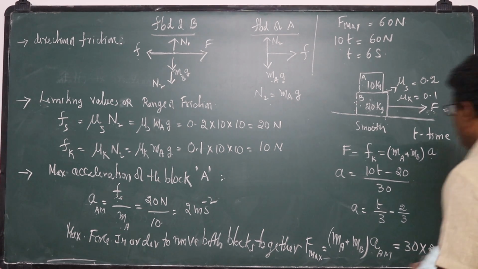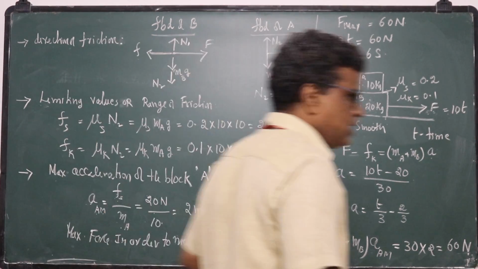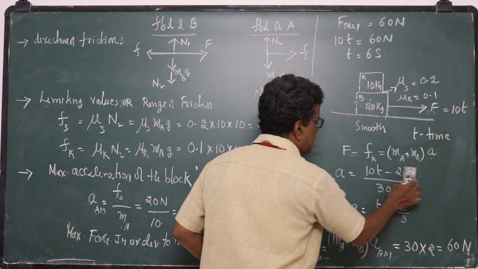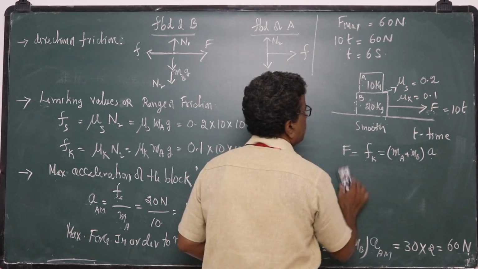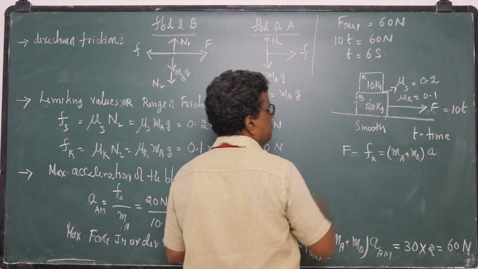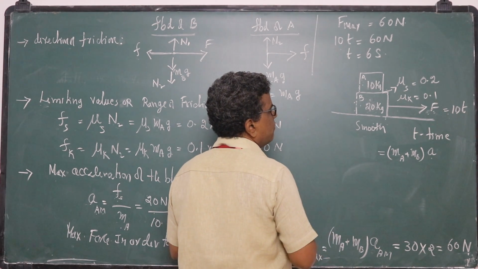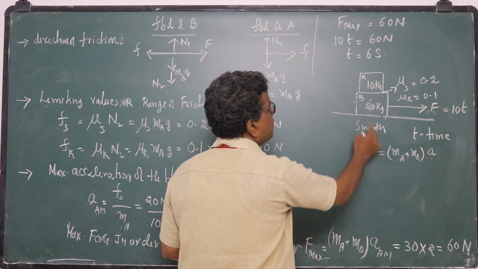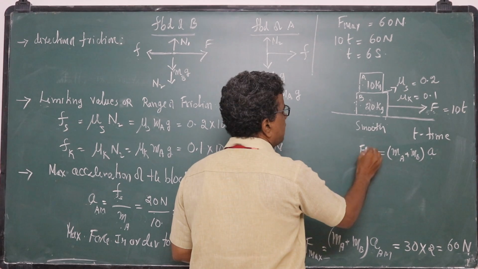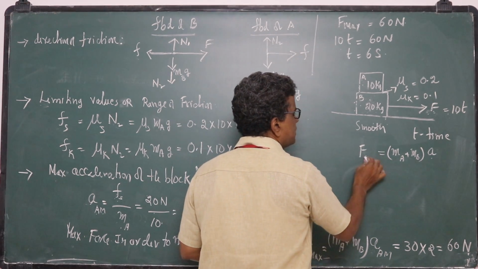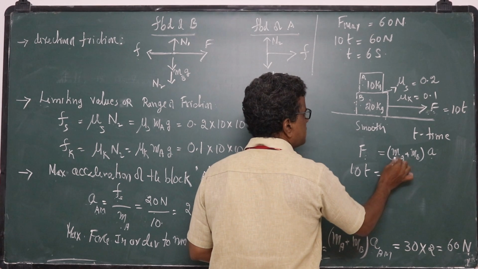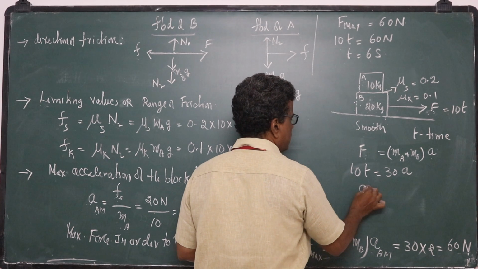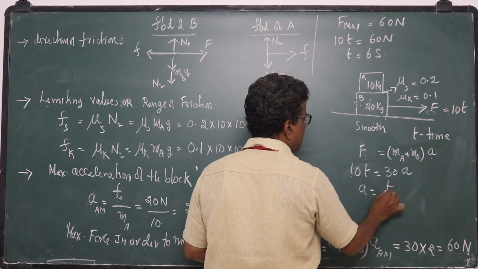So here, when both blocks move together, there is no friction. So the block just begins to slip, so there is no frictional force between these two. So what is the applied force? F is 10t. The mass of A and B together is 30. What is the acceleration? It is 10t by 30, which is t by 3.